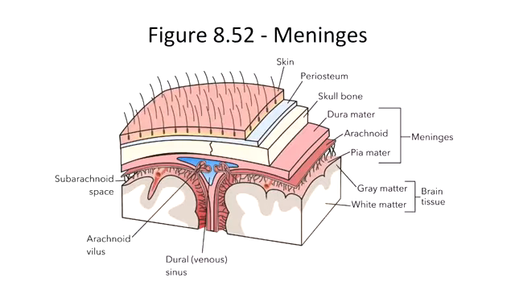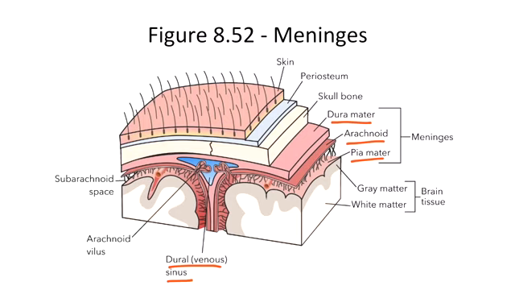This is figure 8.52 from your text, which clearly shows the meninges. Recall that the meninges are the 3 membranes that surround the brain and spinal cord. From superficial to deep, these include the dura mater, the arachnoid mater, and the pia mater. Notice from this image that the dural venous sinus is right here. This is formed by spaces within the dura mater.